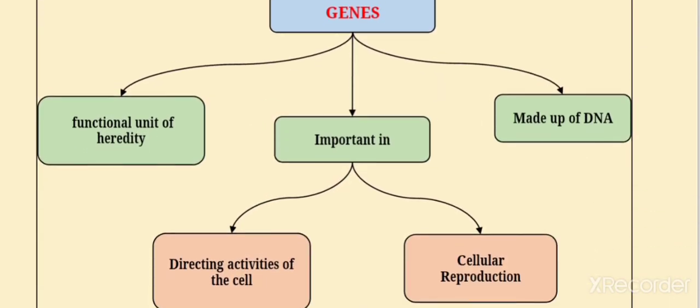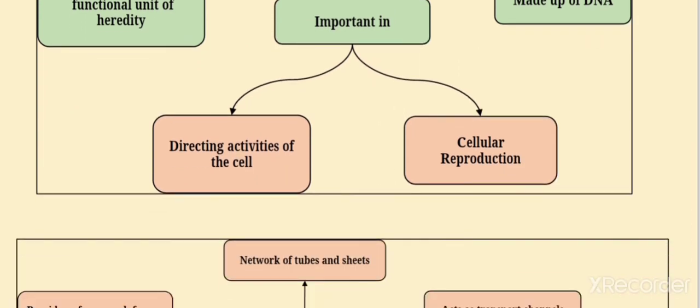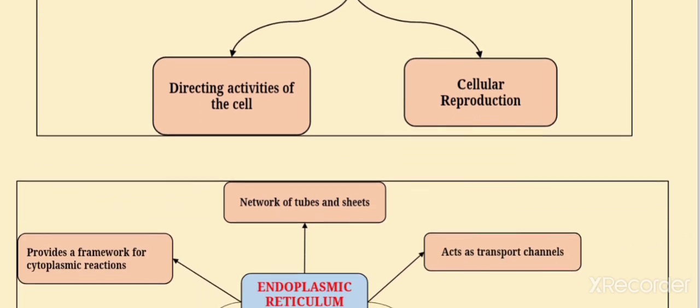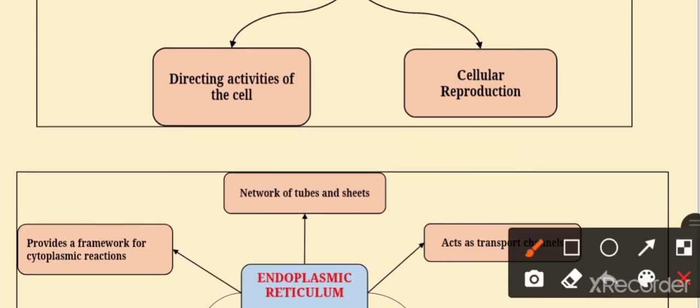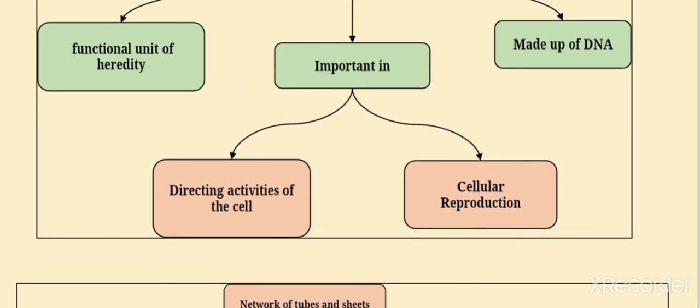So genes are the functional unit of heredity. So it is important. It is made up from DNA, and it has a role in cellular reproduction, means the transfer of characters from one generation to another generation with the help of the nucleus.